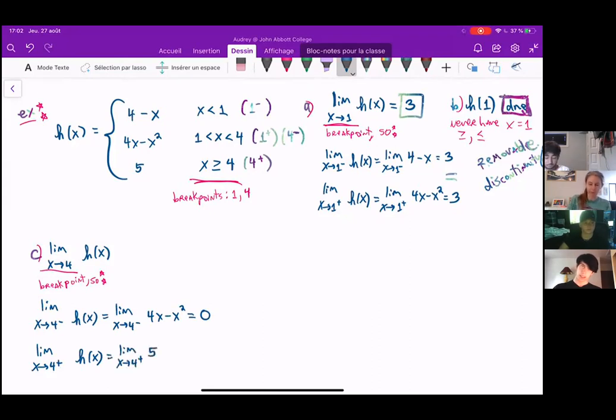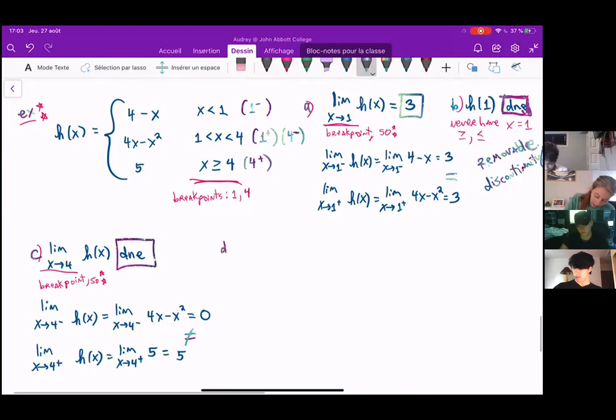was the third function. This is the first time we've seen this. That's just a number. What do you think that limit is? 5. Because it's always 5. What that's saying is it's 5 for every single x value all the time, no matter what. 4 is an x value. Doesn't matter what the x value is, that's 5. So the answer here is 5. Are these things equal? No. So here we get that this does not exist.